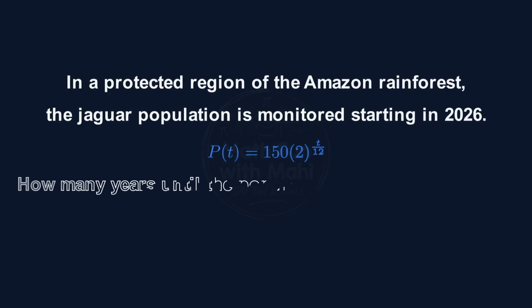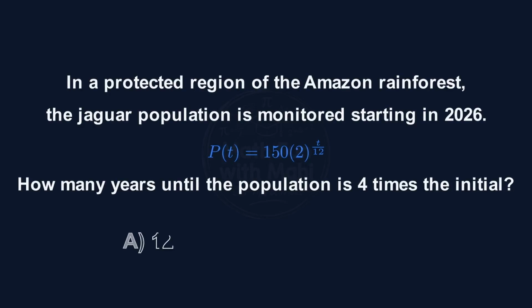Welcome back in solving the new challenge problem. We are looking at a jaguar population in the Amazon. We are given an exponential function and we need to find how many years it will take for the population to become 4 times its initial size.